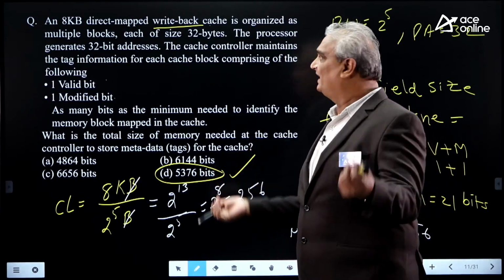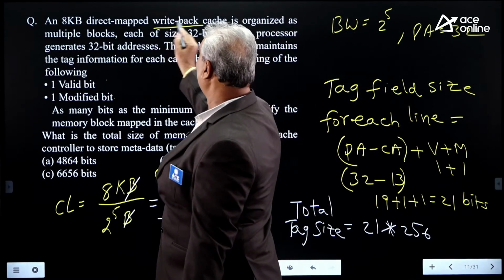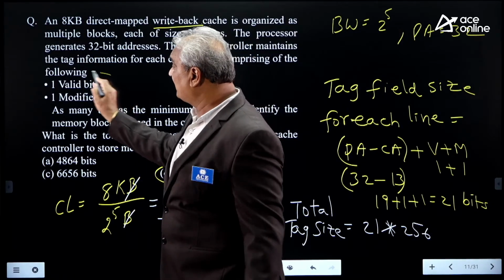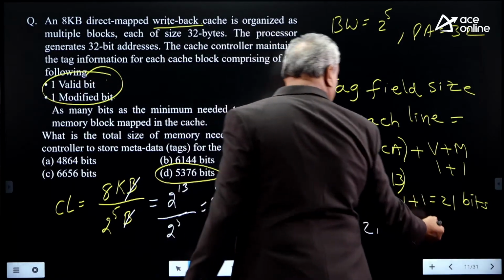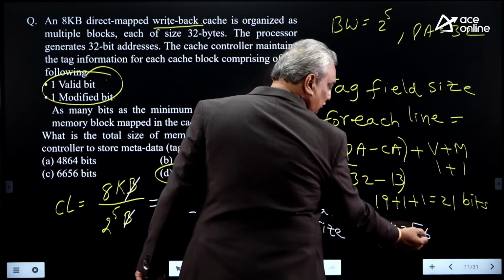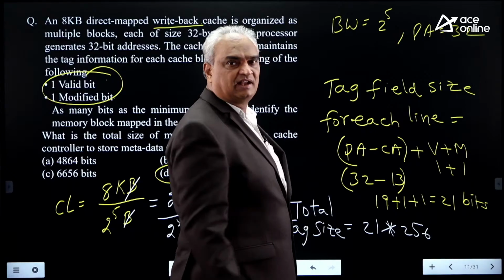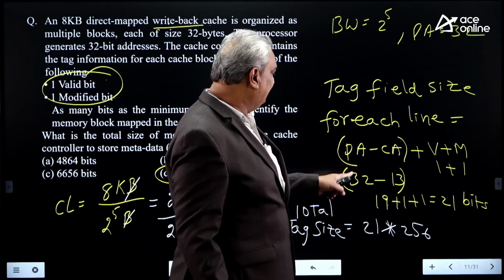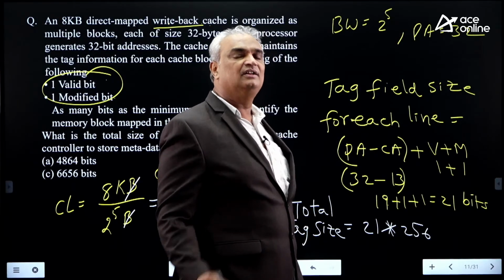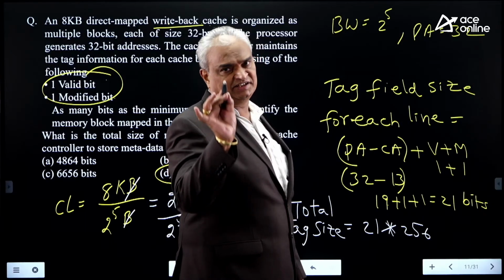If the question is changed like this, if it is not write back, write through, and these are not given, then the answer should be 19 into 256, because for write through, these additional bits are not needed to consider. Only PA minus CA is sufficient for the tag of each cache line.